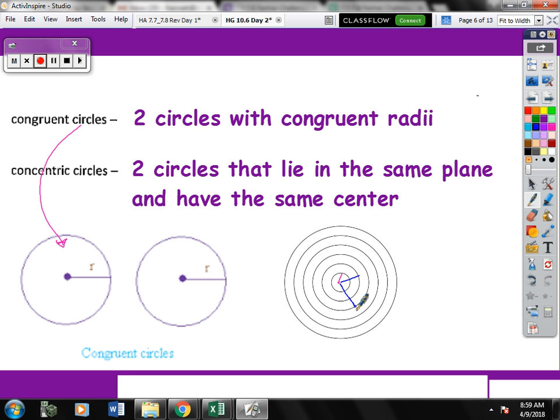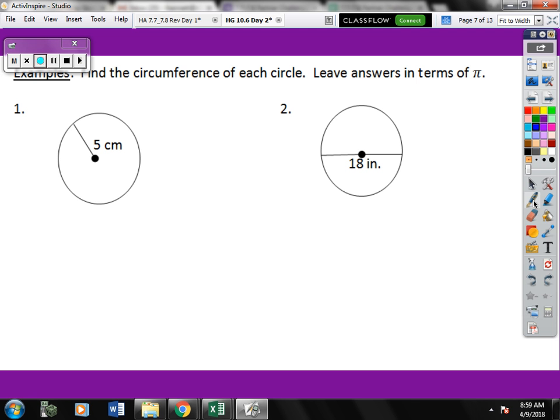So our first two examples just ask us to find the circumference. Leave your answer in terms of pi, which means do not type it in your calculator. Your final answer will look like this, like 21 pi or 15 pi. Pi is not a unit, though, so you still have to have centimeters, feet, whatever.